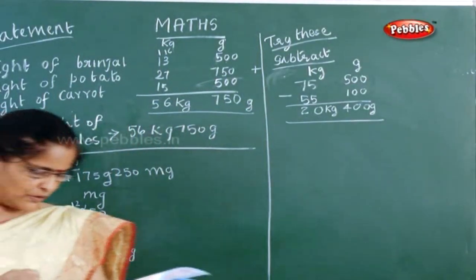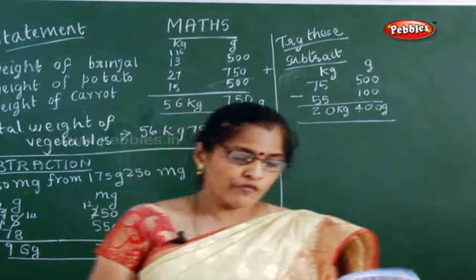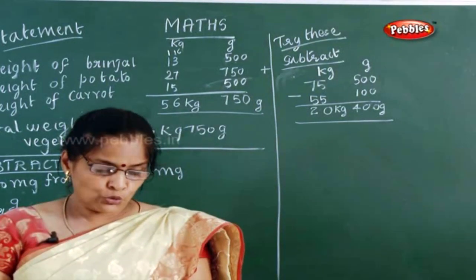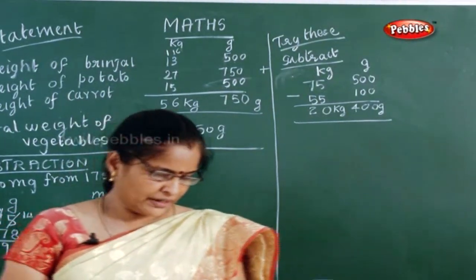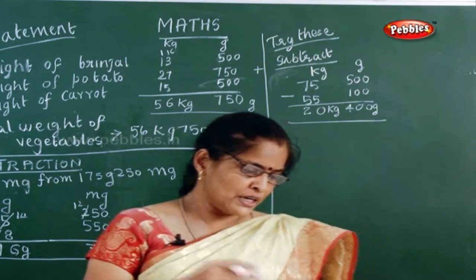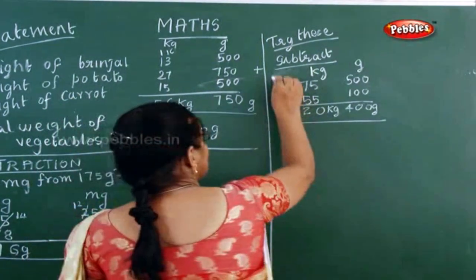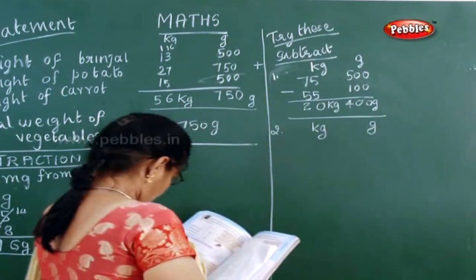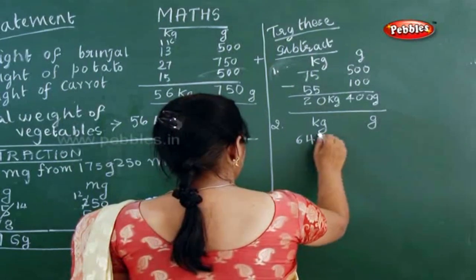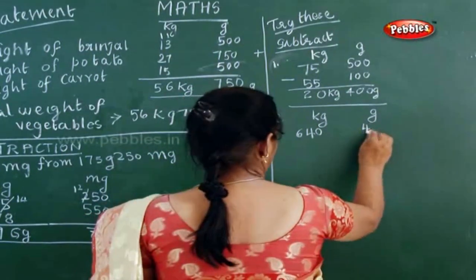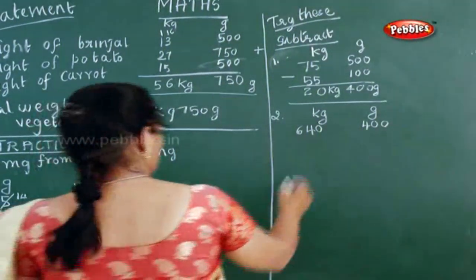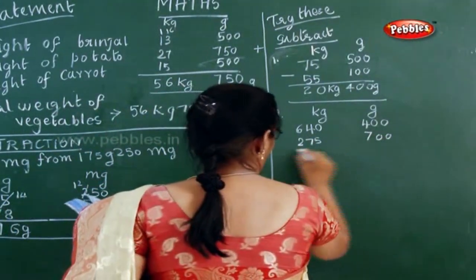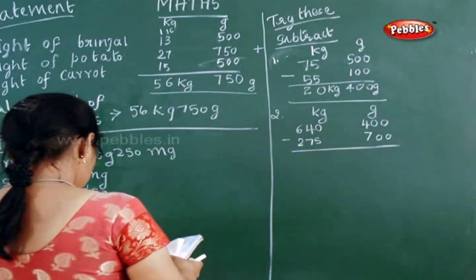Now what is the next sum they have given? 640 kg, 400 gram, minus 275 kg and 700 gram. So this is the second sum. Immediately you have to write kg, gram. 640 kg and how many grams have they given? It is 400. Now what is the next one they have given? 275 kg, and how many grams? It is 700. Now what do you have to do here? Minus.